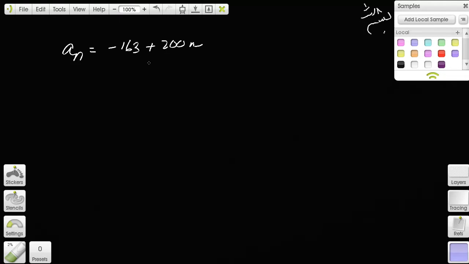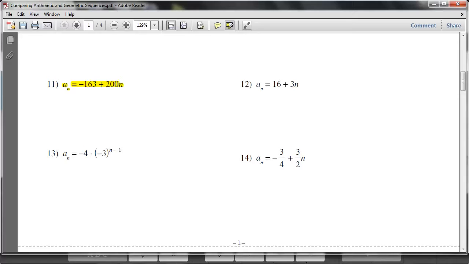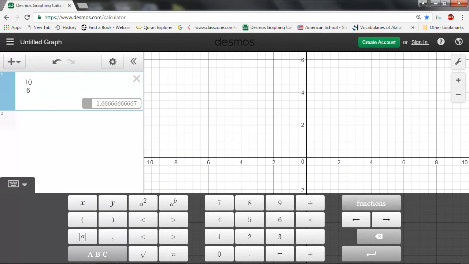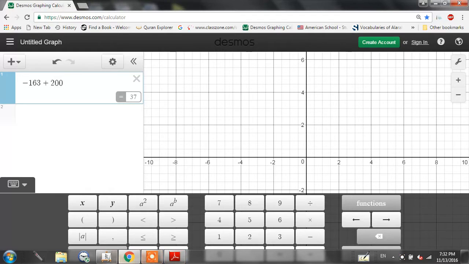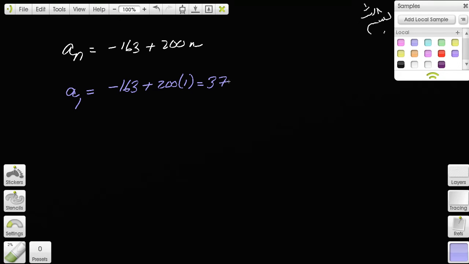Now, I can tell it's going to be arithmetic only because I know, but the way you're supposed to do it is to write out a few terms. If you're not told otherwise, then n starts with 1. So a sub 1 is going to be negative 163 plus 200 times 1. That's just negative 163 plus 200, which is 37.